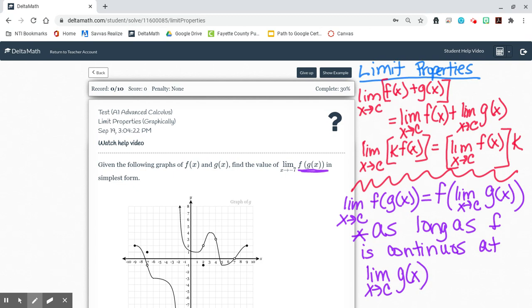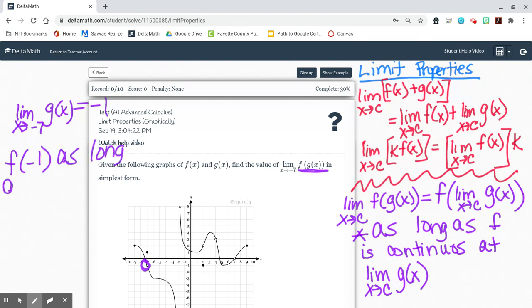I'm going to try the limit as x approaches -7 of f of g of x. So that means I need to find first the limit as x approaches -7 of the inside function g of x. So I'm going to go to my picture of g. When x is -7, I see that the limit is -1. So that means I can find the limit of the composition by just finding f of -1, as long as f is continuous at -1.